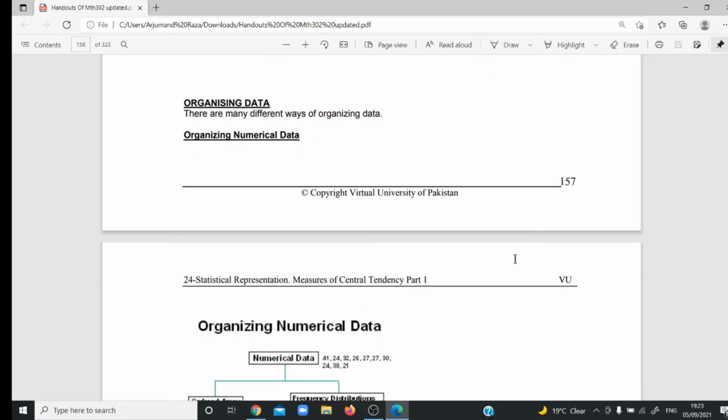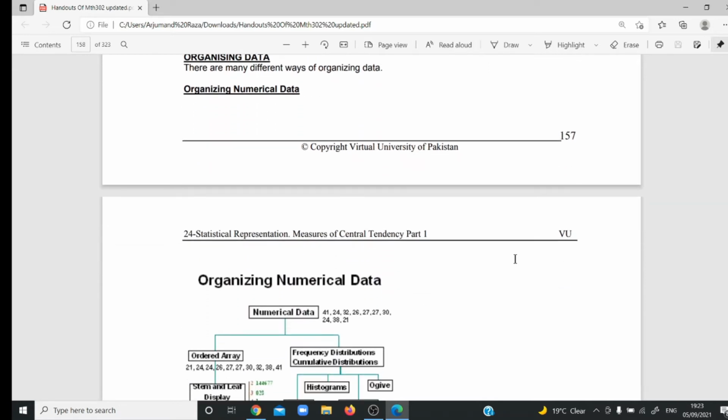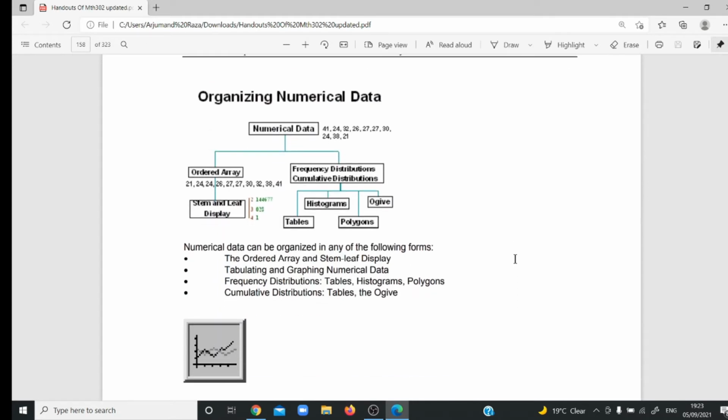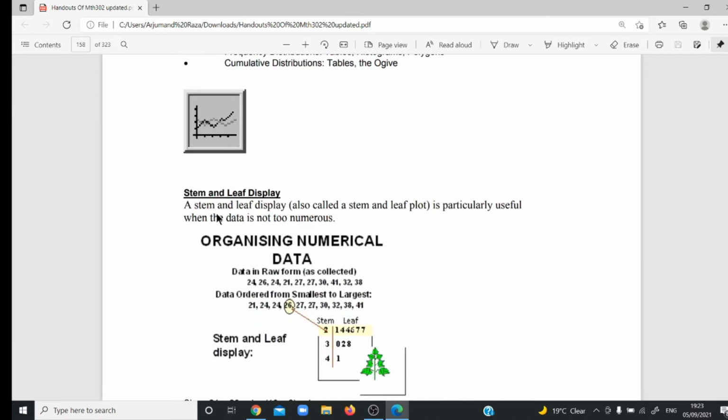So for organizing data, we have a few methods. Number one, numerical data, which is any data in number form, not alphabetical or word form. The first method is the ordered array, which means you just arrange the whole data in ascending or descending order. The second method is the stem and leaf display. Let me show you what a stem and leaf display is.